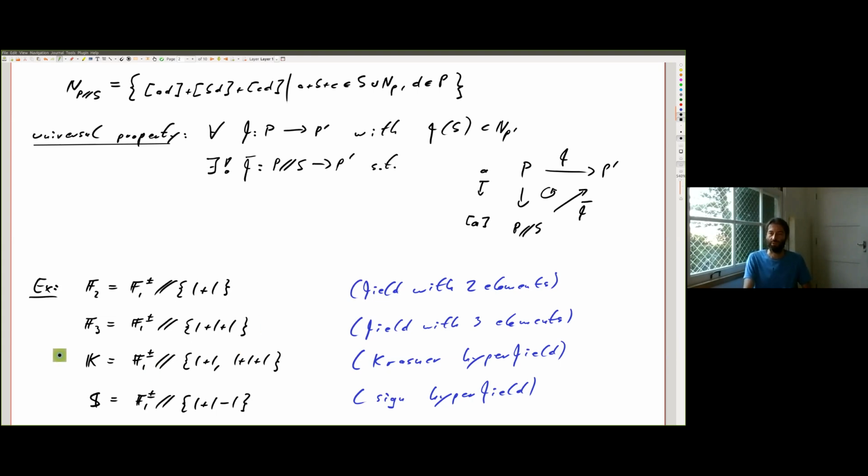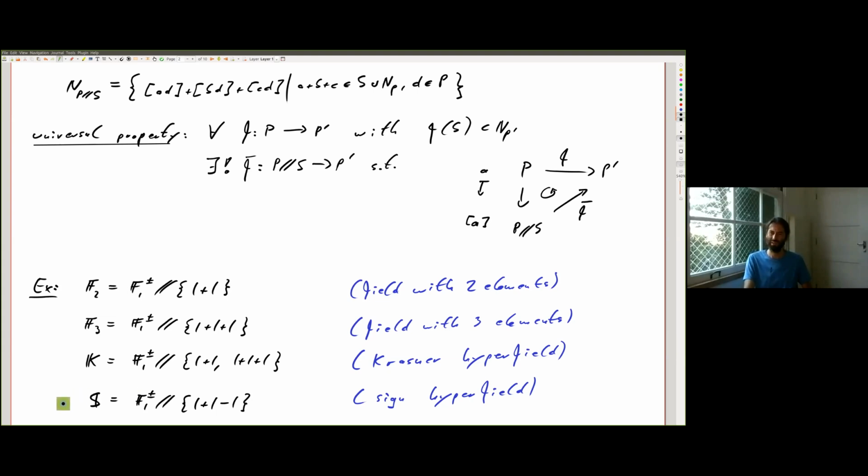Then there's another pasture that appeared in Matt's talk, which is a Krasner hyperfield, which is also a quotient of F1 plus minus, namely by both relations that appeared before, by 1 plus 1 and by 1 plus 1 plus 1. So both relations hold. The underlying set is just 0 and 1, because this first relation forces minus 1 to be equal to 1. But we also have that 1 plus 1 equals 1, or that 1 plus 1 plus 1 equals 0.